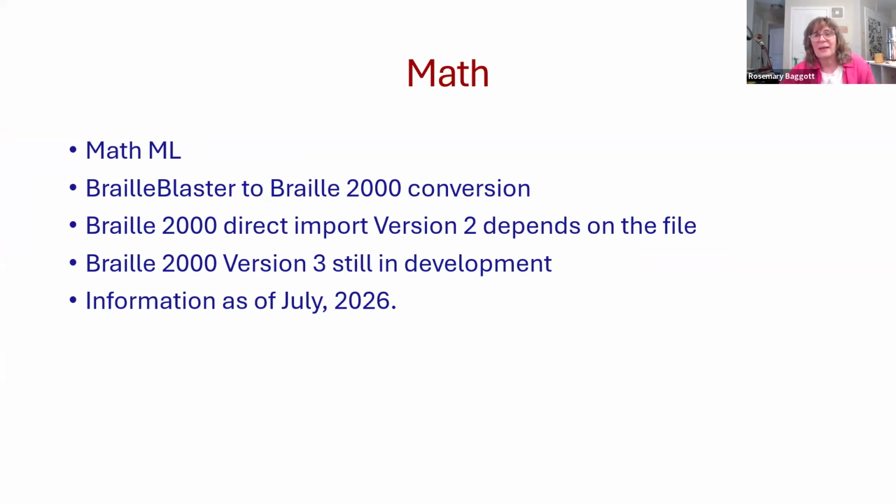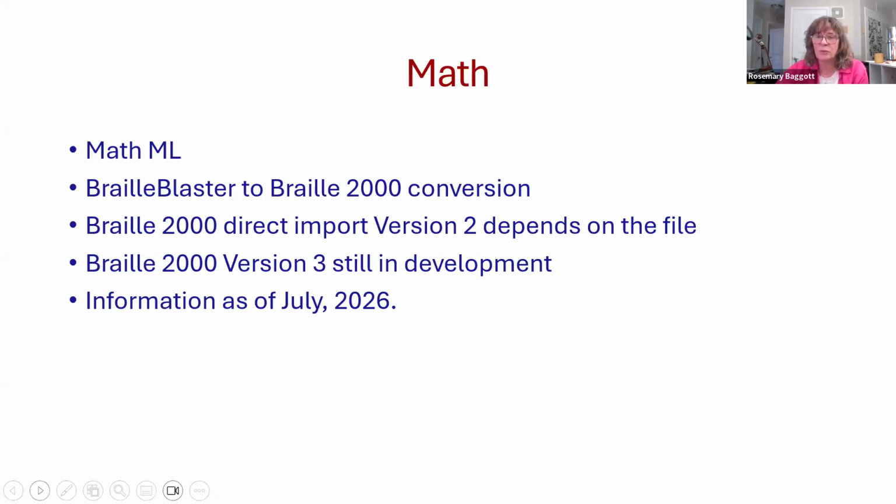Okay. So as I started to say, both developers, of Braille Blaster and Braille 2000, are continually working on improving math translation, and Liz may speak more about that in a little bit. There is free text support available. This is just showing what's available: Braille Blaster and Braille 2000 conversion, and Braille 2000 direct import. With version 2 it will depend on the file. There are some that don't come in directly, but you can always go through Braille Blaster. And then Braille 2000 version 3 is still in development.